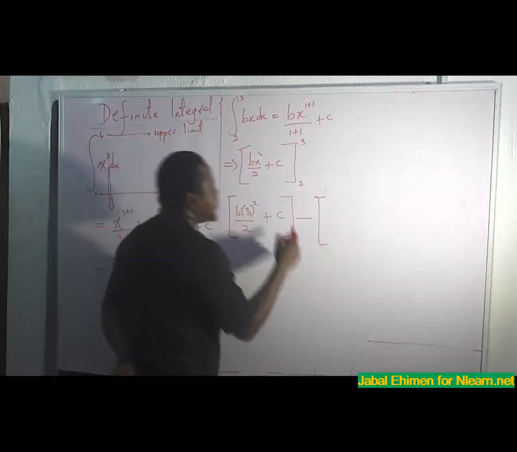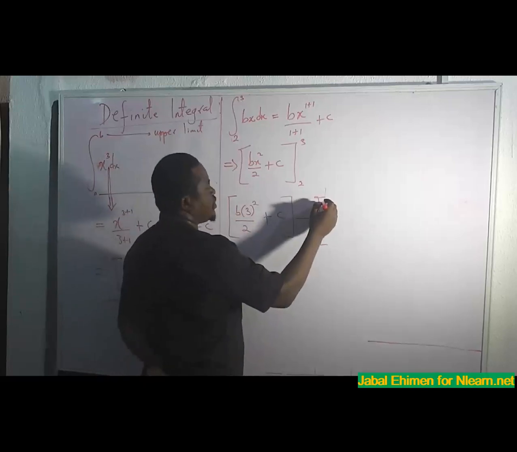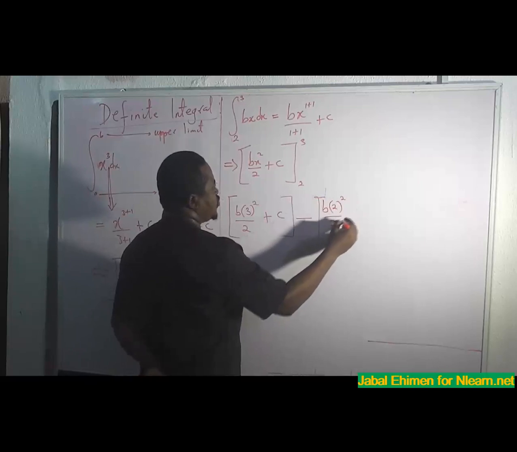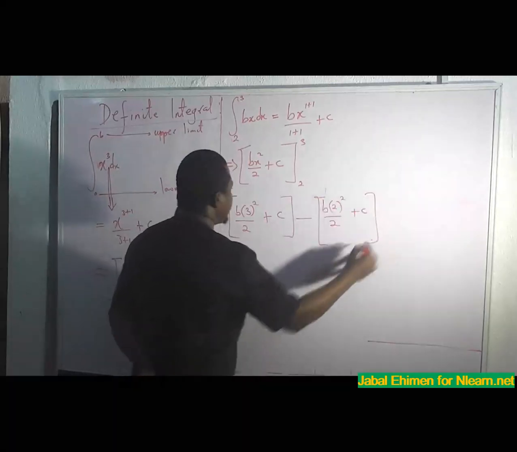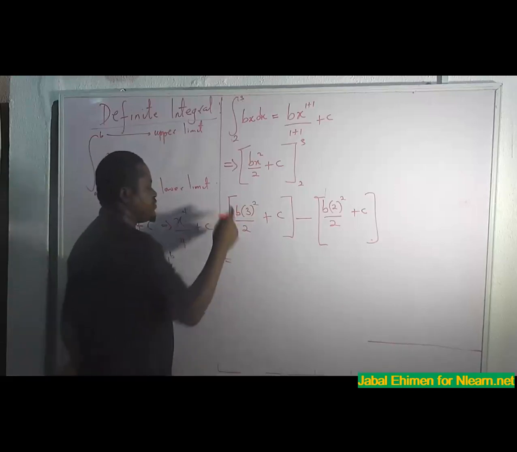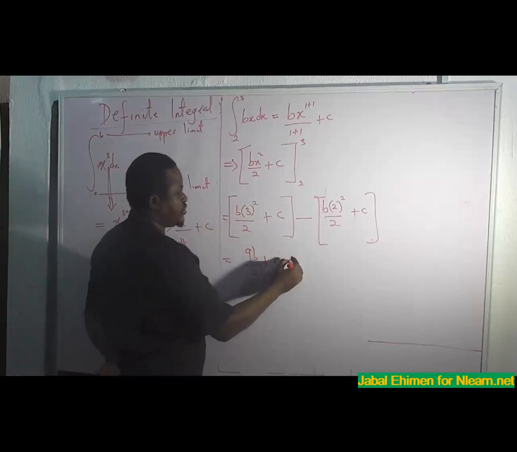Minus, let's go for the next bandwidth, which is 2. Let's do that for 2. 2 will give us b, 2 raised to power 2 over 2 plus c. So, since you are not kids, we'll take this. This becomes 9b over 2 plus c.